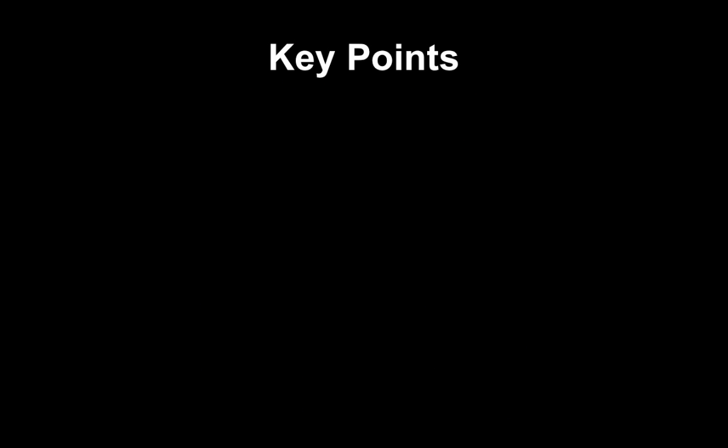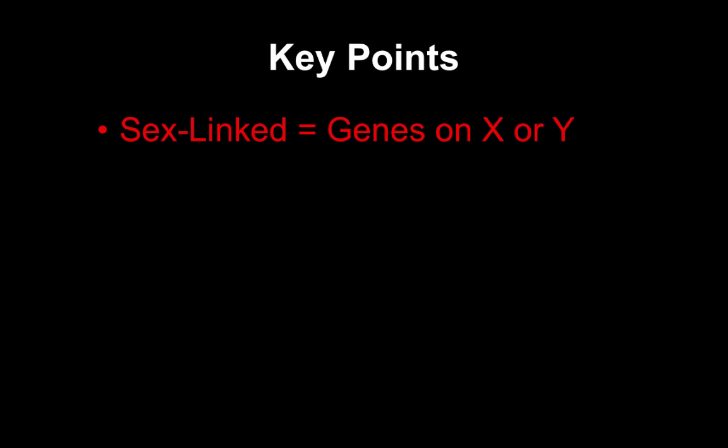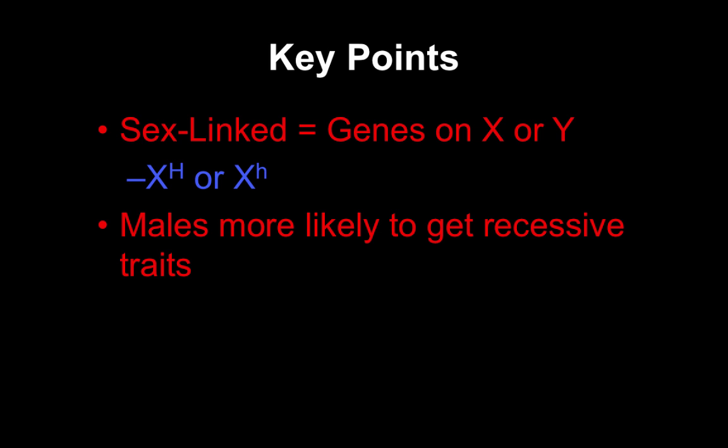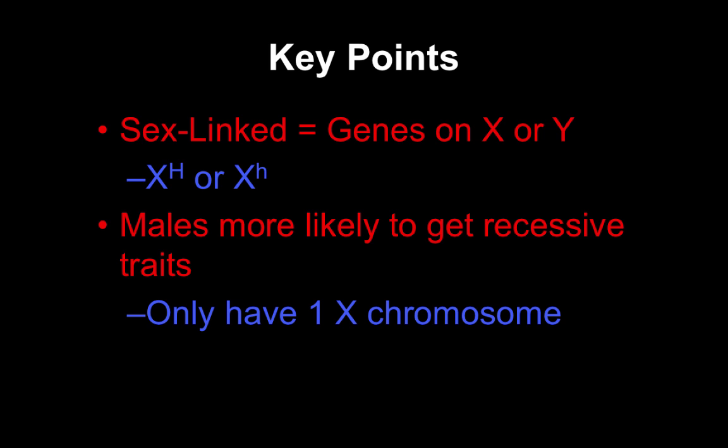So, to sum this all up, some key points. Remember, sex-linked means they're genes on the X or Y chromosome. We're really only going to be dealing with the X, and we write them the exact same way. If it's dominant with a big H, recessive with a little h, just above the X. Males are more likely to get a recessive trait, and that's because they only have one X chromosome. Otherwise, everything works the exact same way.